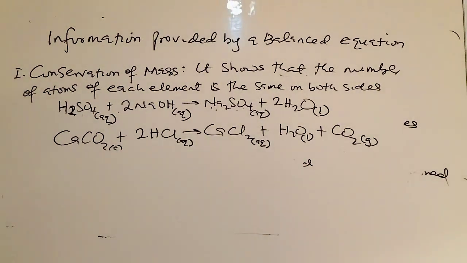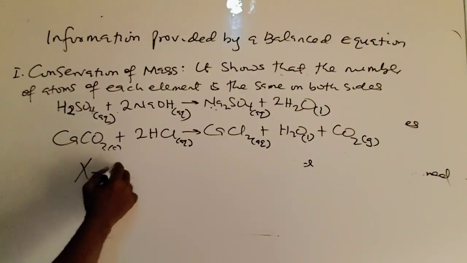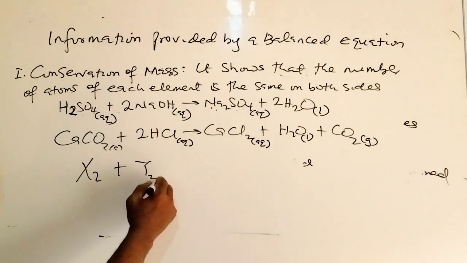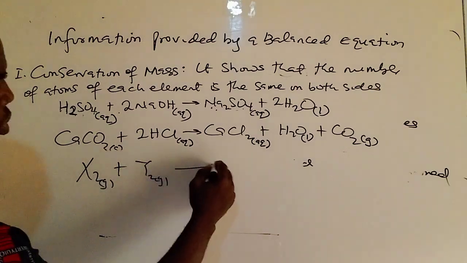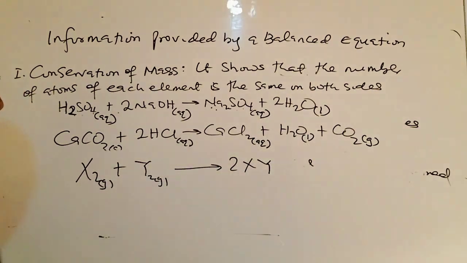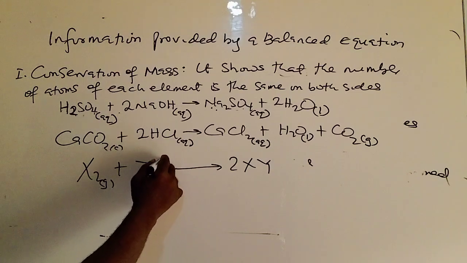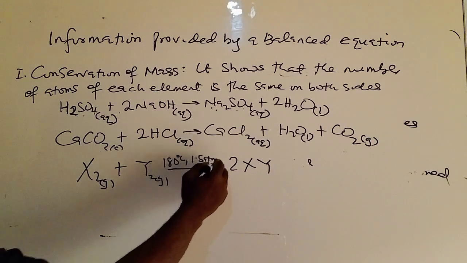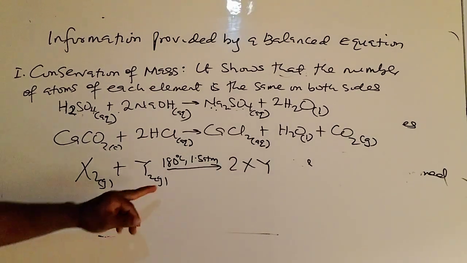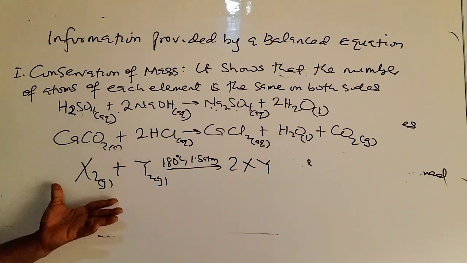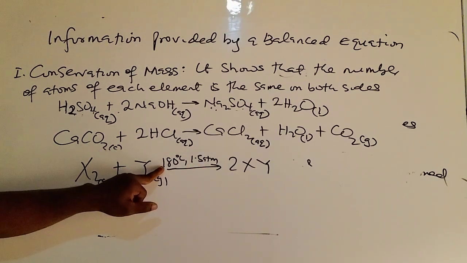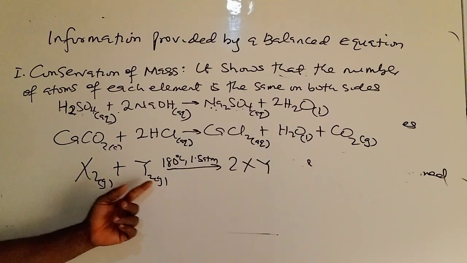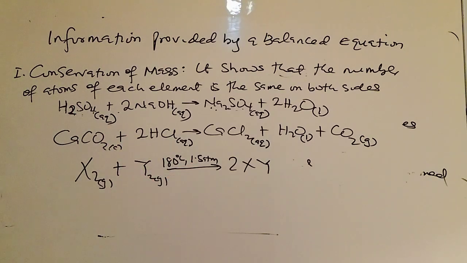For instance, I can have a reaction of this nature. Let me say S2 plus Y2, and then maybe we add the gases, and I write 2SY produced. And here you see it's something like 180 degrees Celsius, 1.5 atm. So what does it mean? All these things written on top of the arrow are the reaction conditions. It means this reaction occurred at 180 degrees Celsius and at a pressure of, since we have gases, 1.5 atmosphere. So this is the information that you can get from a balanced chemical equation.